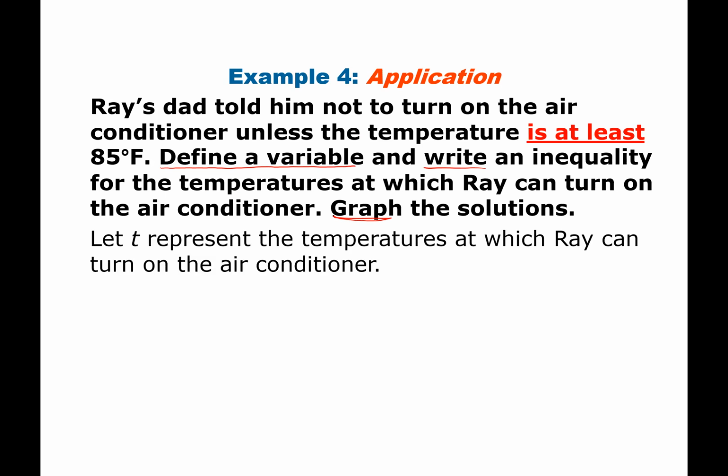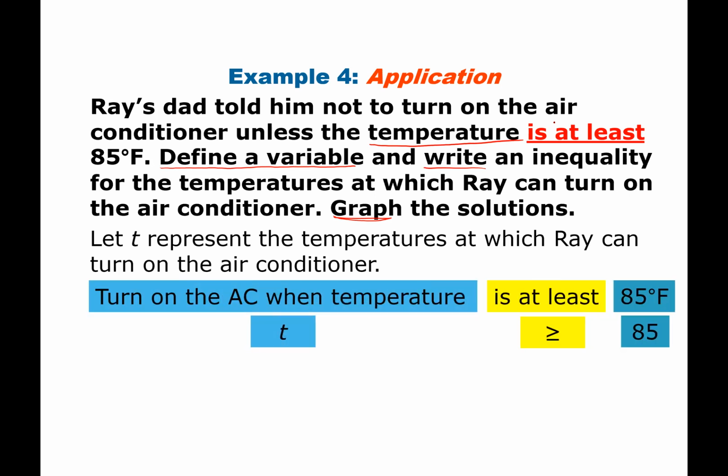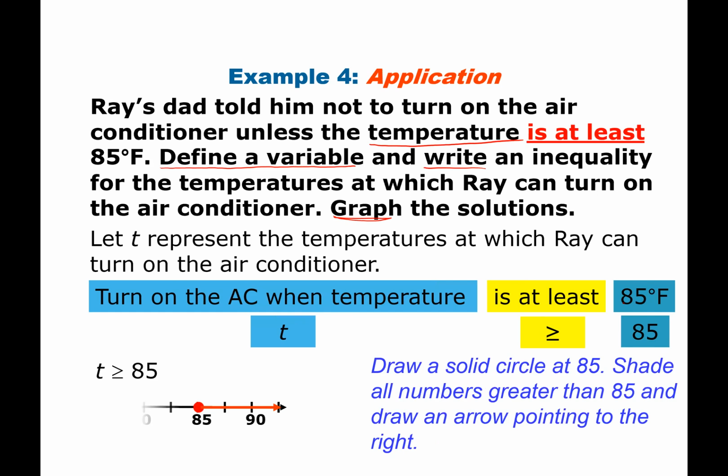The first thing we're going to mention is that the temperature is our variable, and we can put T as our letter. At least is our keyword. At least means greater than or equal to. So it will be written this way: T is greater than or equal to 85. When I want to graph it, I graph a solid circle, filled, shaded, and it goes to the right. Okay, another example.